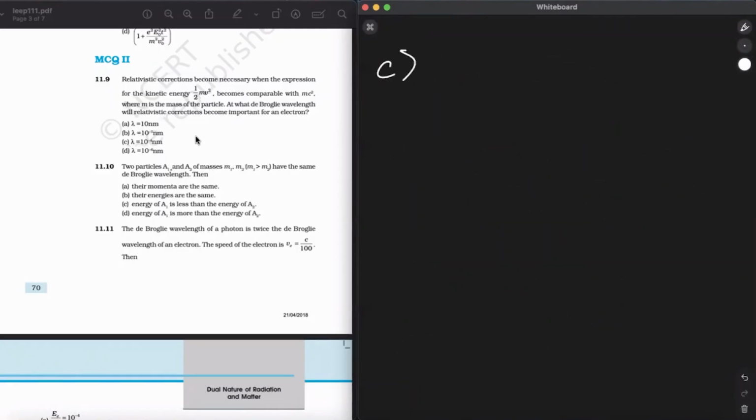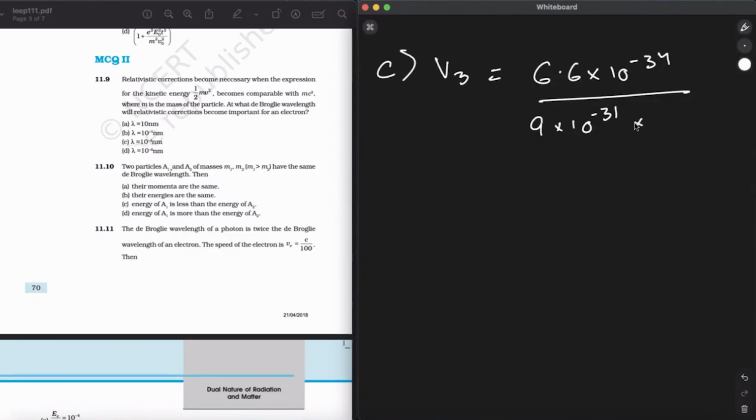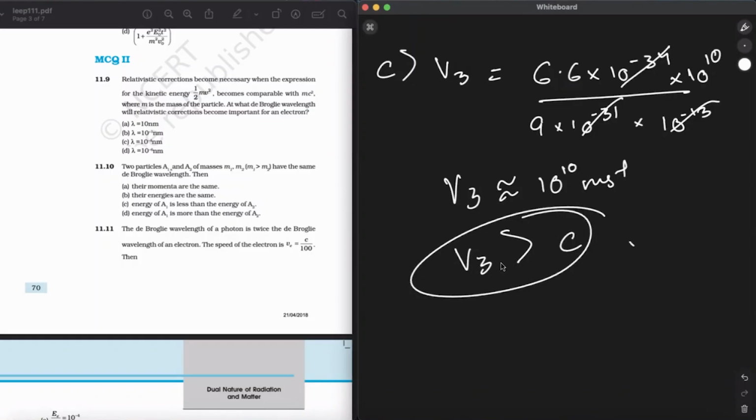Now checking for option number C. I know that C is small enough to give us the value which is required. So we have to find V3. 6.6 into 10 to the power of minus 34 whole divided by 9 into 10 to the power of minus 31 into, in option number C, it is 10 to the power of minus 4 nanometers. That means 10 to the power of minus 13. Now you see, V3 is coming in the range of 10 to the power of 10 meters per second, which is greater than the speed of light. So relativistic corrections will be applied over here. So option C is correct.